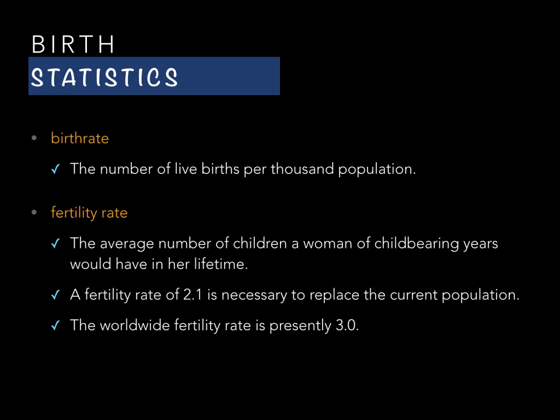Fertility rate. This is the average number of children that a woman of childbearing years would have in her lifetime. If you want to replace the current population, then the fertility rate has to at least be 2.1. That's because it takes 2 adults to make a child. And you need a little bit over 2.0 because some children die at childbirth. At present, the worldwide fertility rate is 3.0.